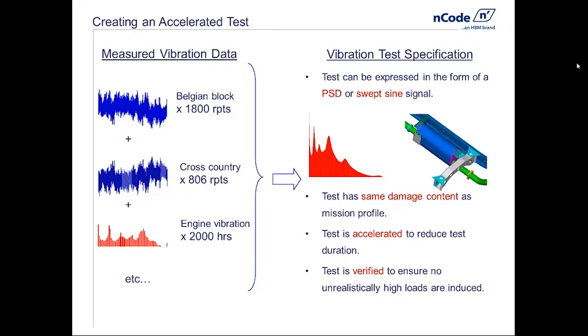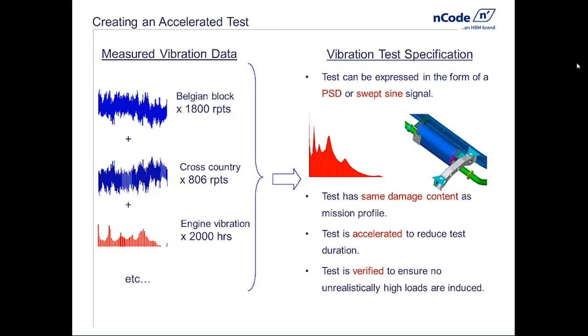Furthermore, we want to accelerate this test to reduce test duration. We need to validate our design for longer and longer lives these days. For example, an exhaust pipe on a vehicle may be validated for hundreds of thousands of miles or even tens of thousands of hours of service. And it's not realistic for us to run a test over tens of thousands of hours. So our preference then is to create an accelerated test. But at the same time, we need to verify that we're not creating unrealistic loads by doing so.